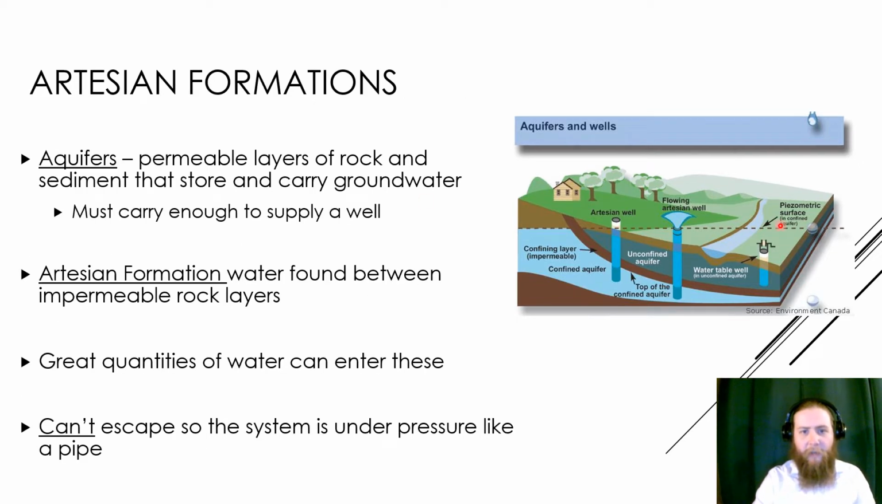All right, continuing on this graphic here, we're going to talk about these artesian wells. This is where we have a permeable layer of rock and sediment that are going to store and carry groundwater. It's kind of here, this little confined aquifer. If there's enough of this to support a well, we get what are called artesian formations. And what's happening is this water is getting stuck between this impermeable layer on top and this impermeable layer on the bottom here.